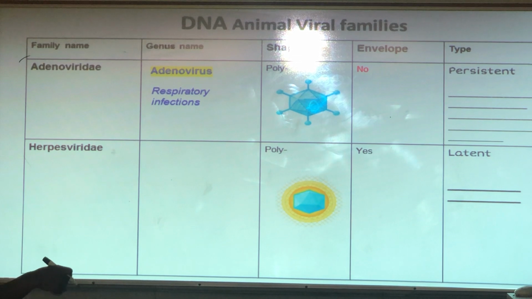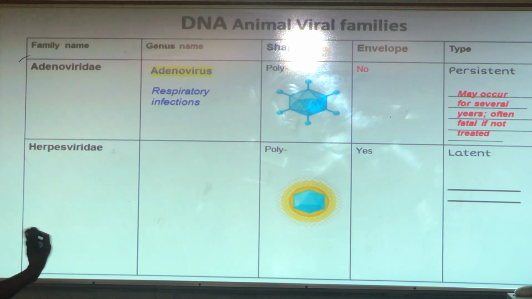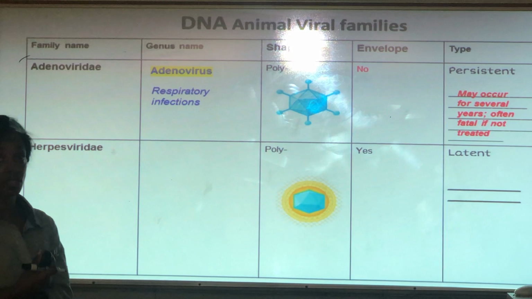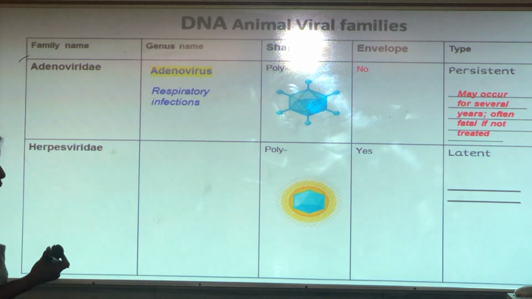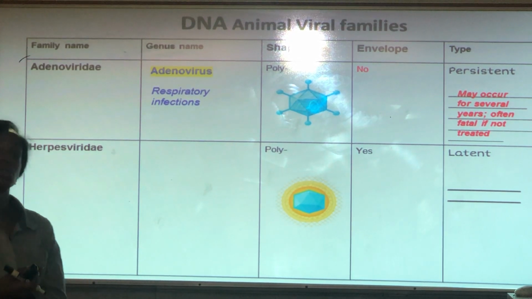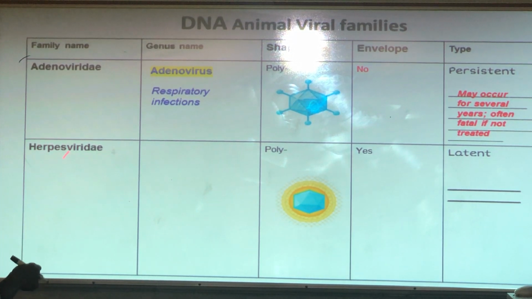So there's no envelope. Adenoviruses are what we call persistent viruses, and persistent viruses, they may occur for several years, meaning that they may stay in the body for several years, especially if your immune system doesn't attack it quick enough. And if it's not treated, or if your immune system doesn't deal with it appropriately or efficiently, then it can kill you.